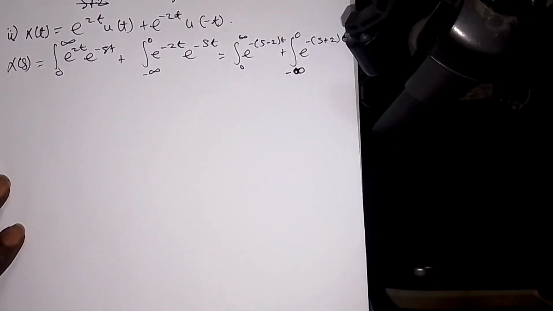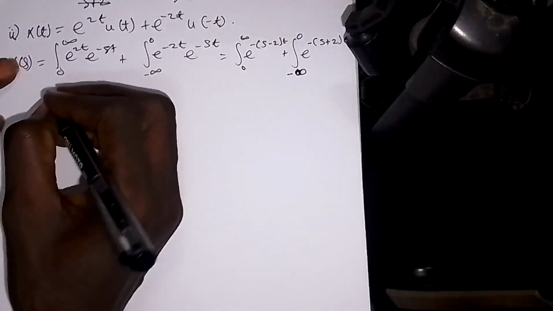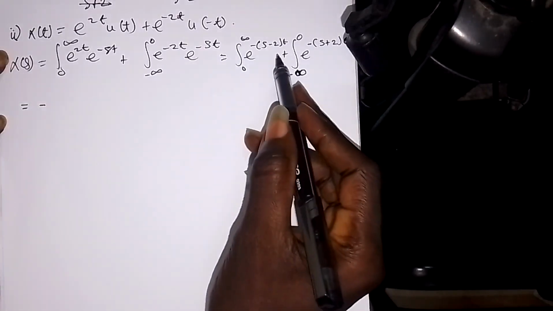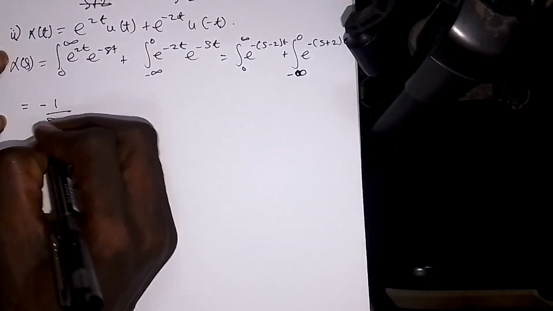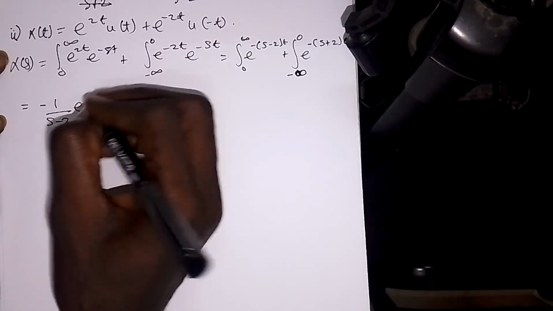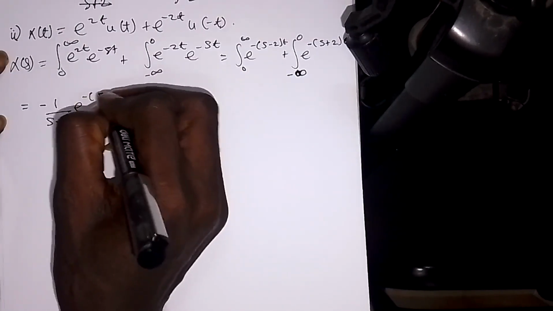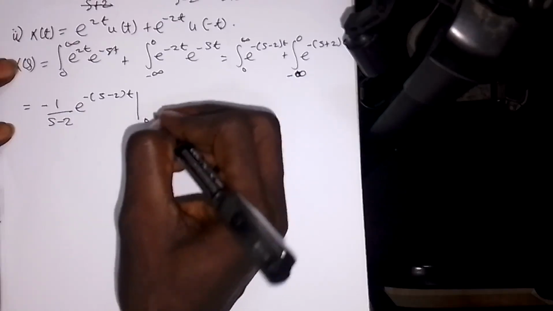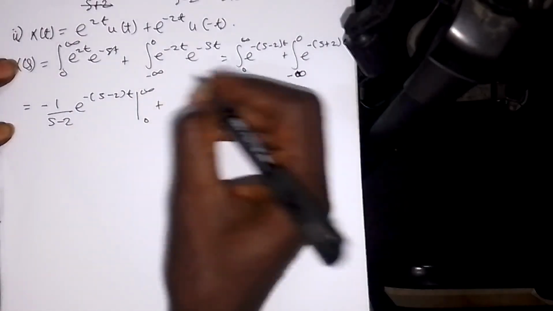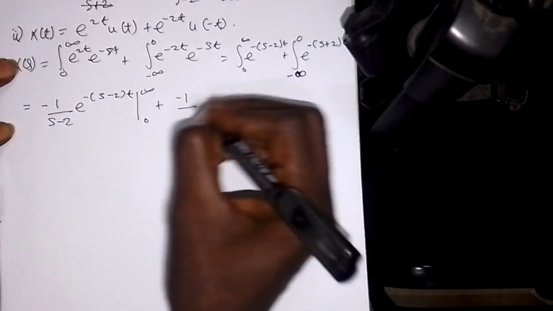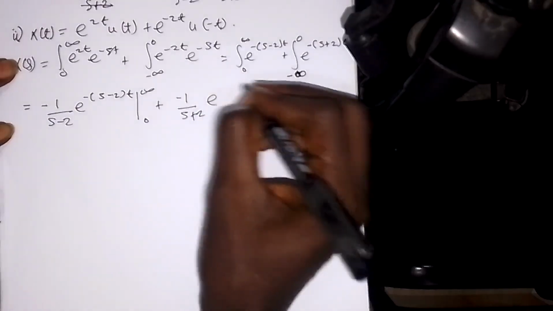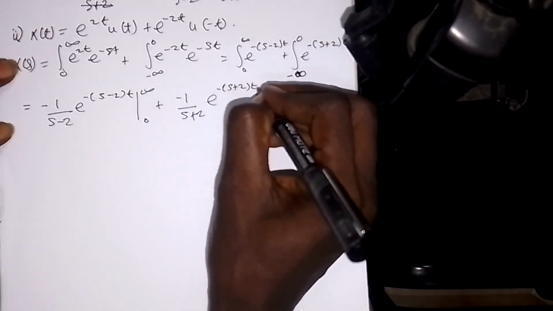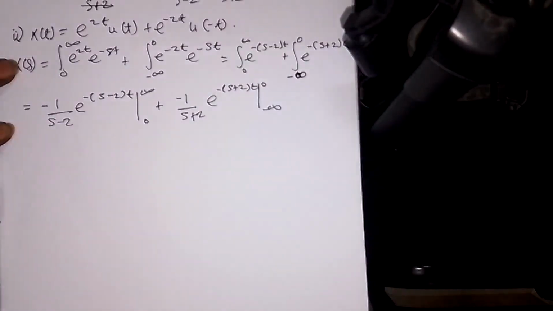Moving forward from here, if I integrate them, I'm going to have minus 1 over s minus 2 into e exponent minus s minus 2 into t, with the limits 0 and infinity, plus minus 1 over s plus 2 into e exponent minus s plus 2 into t, where the limits are minus infinity and 0.